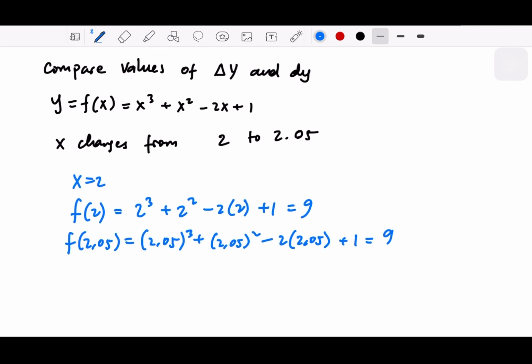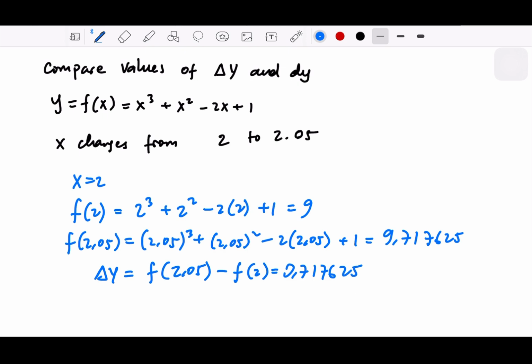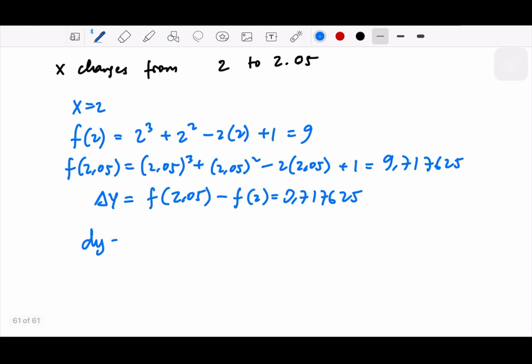This will be 9.717625. And thus our delta is the difference between these two, f(2.05) minus f(2), which is 0.717625. Okay, this is our delta y. But our dy, if we take this f prime x dx, if we take derivatives, this means that we are having (3x squared plus 2x minus 2) dx, right?